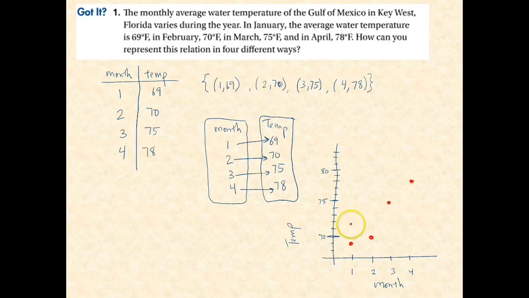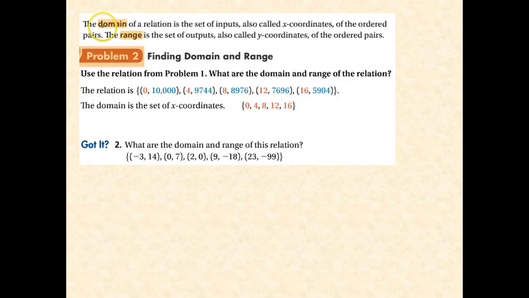So there are 4 ways to present this relationship, this relation, if you will. So now we're going to talk about these terms domain and range. The domain of a relation is the set of all the inputs. We think of those as the x-coordinates or the inputs. The range is the set of all the outputs or y-coordinates. So let's use the relation from problem 1 and find out what the domain and the range are.